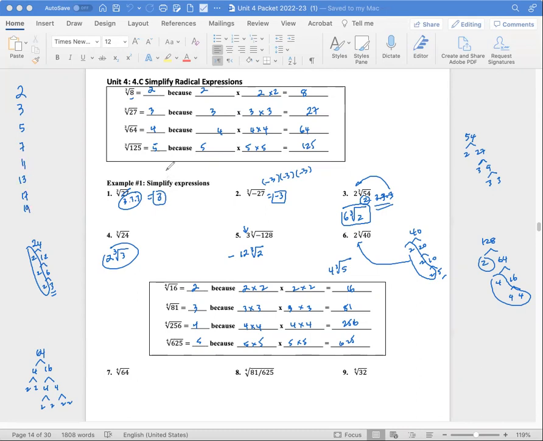4 is not prime, it's even. 6 is not prime, it's even. 8 is not prime. All the even numbers are not prime after 2. And then some of the odd numbers are prime.